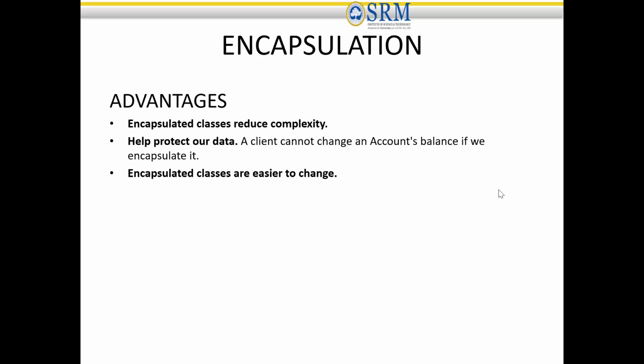A client cannot change the account balance if we encapsulate. Encapsulated means data is protected by specifying the keyword private. Or even if you forget to give the keyword private, the data will still be protected. So encapsulated classes are easier to change. Encapsulated classes are very easy to change.